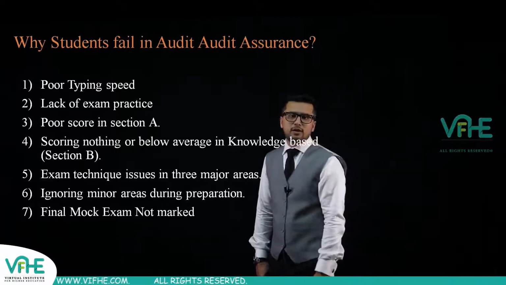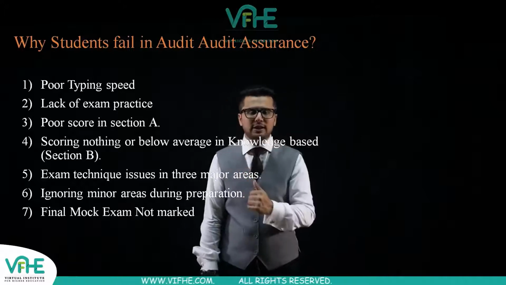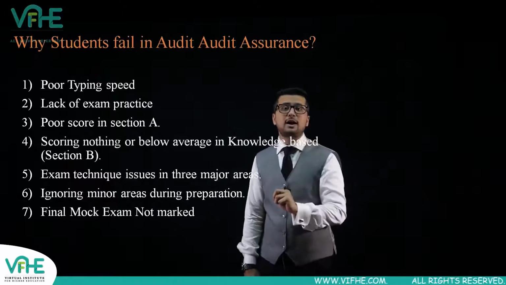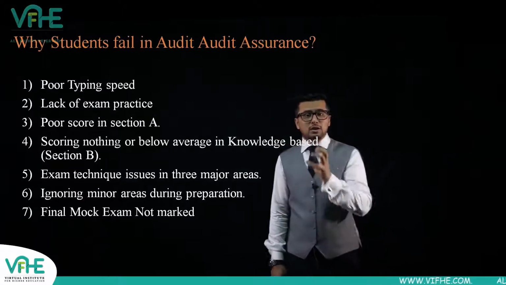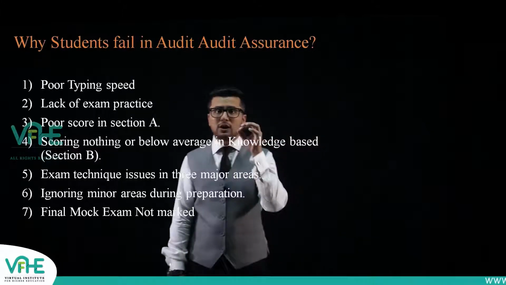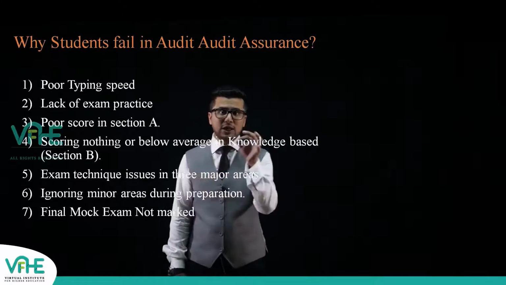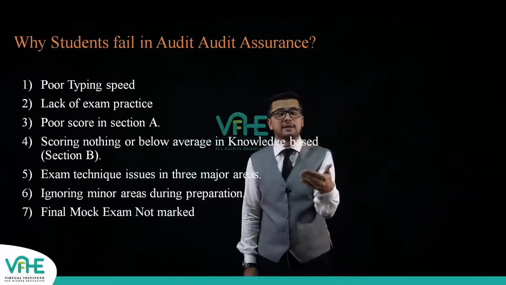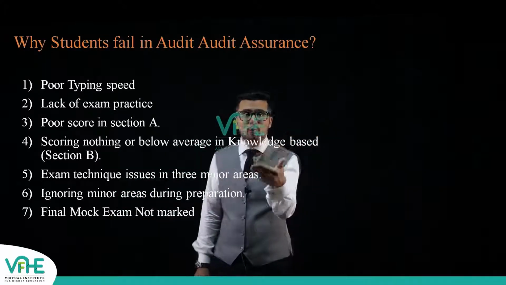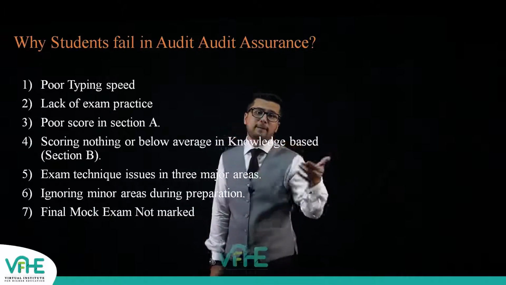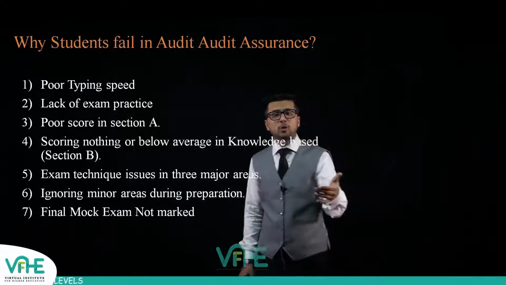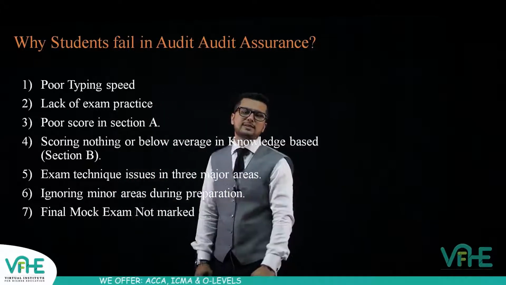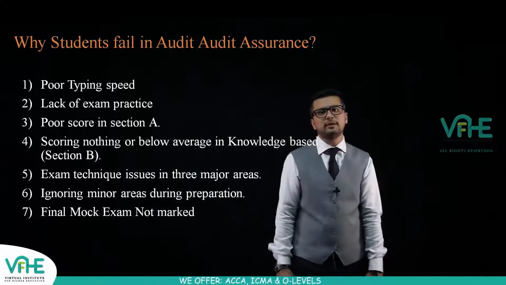Second last, other than those three major areas, there are 4 other syllabus areas. Those 4 areas are called the minor areas. A failure student will not prepare those minor areas. He or she will be focusing too much on the major areas. But you got to realize that the minor areas do make 40 to 50 marks, final marks of the paper. So we have to pay good enough respect to the minor areas as well. That's the 6th reason why students fail.